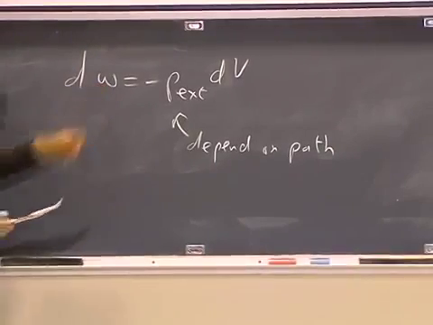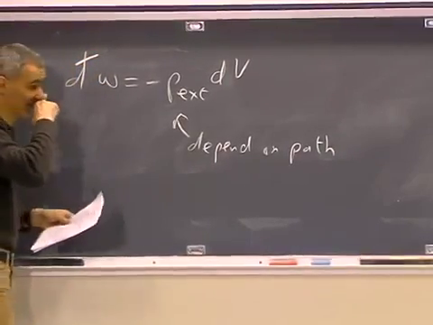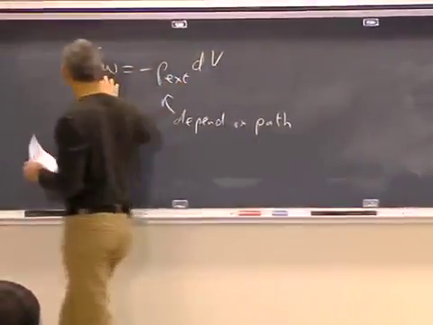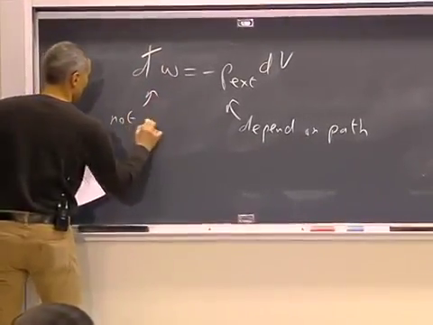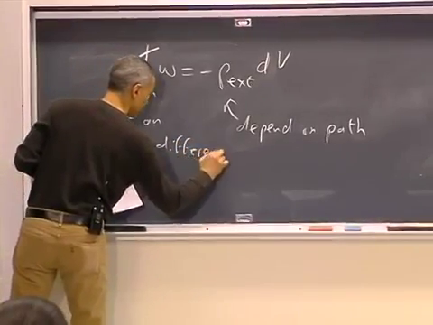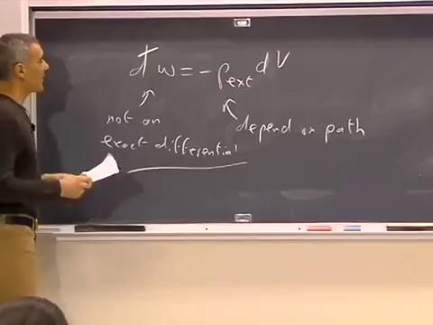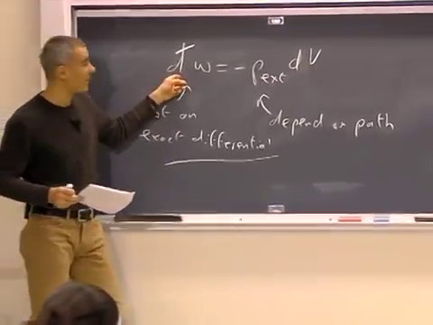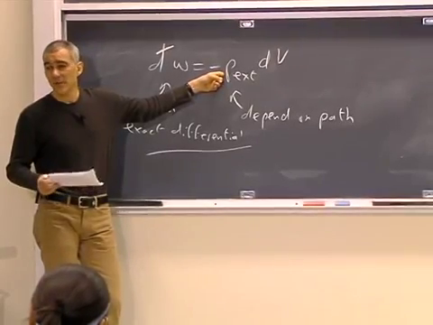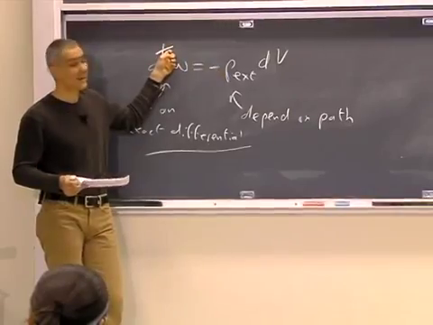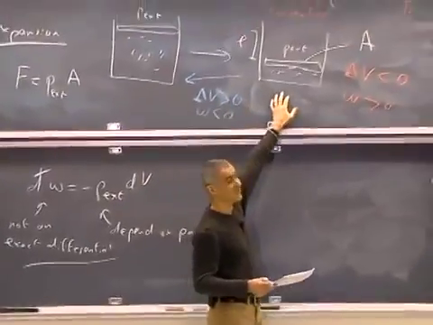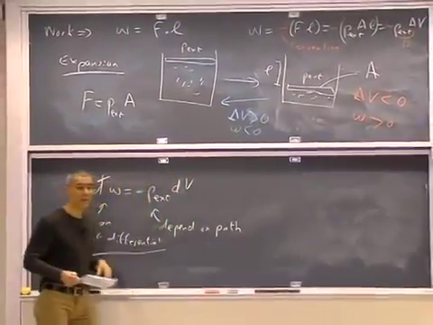Now I'm going to add a little thing here. I'm going to put a little bar right here. And the little bar here means that this dW that I'm putting here is not an exact differential. And what do I mean by that? I mean that if I take the integral of this to find out how much work I've done on the system, I need to know the path. That's what this means here. It's not enough to know the initial state and the final state to find what W is, you also need to know how you got there.